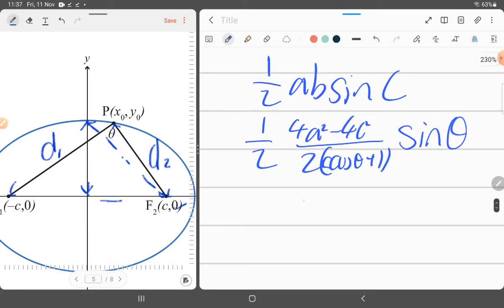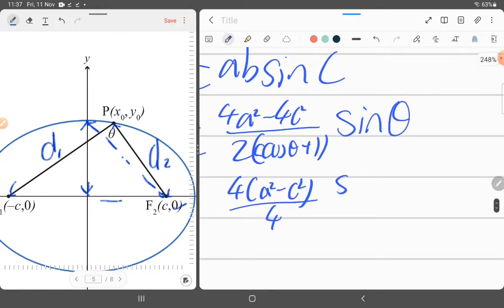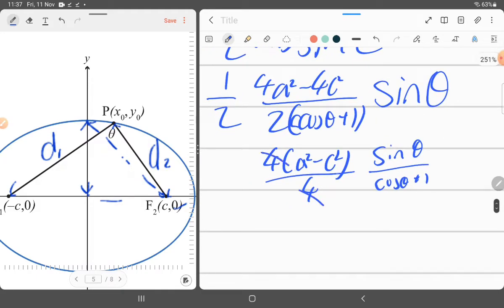So 4 of a squared minus c squared over 4 of sine theta over cosine theta plus 1. So that cancels out, and this is just b squared sine theta over cosine theta plus 1.